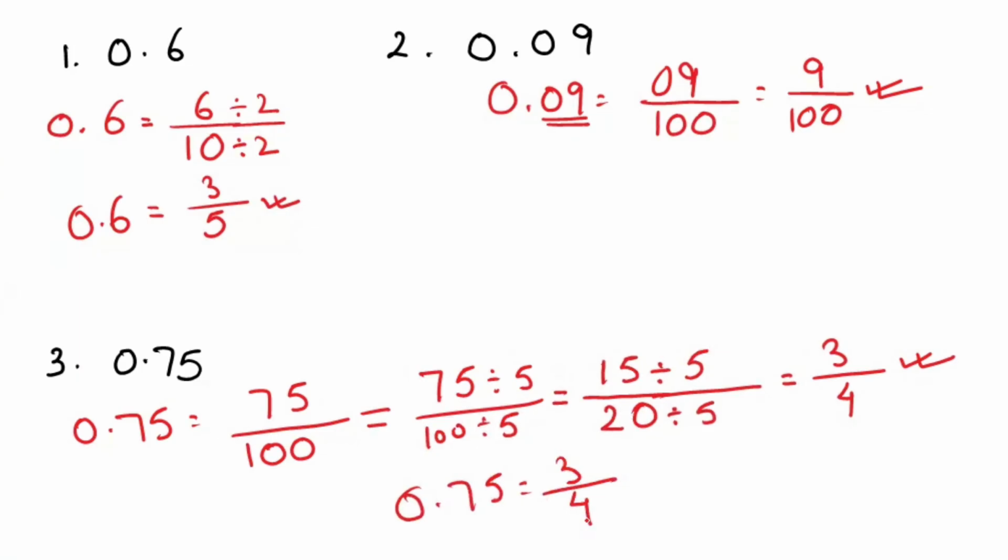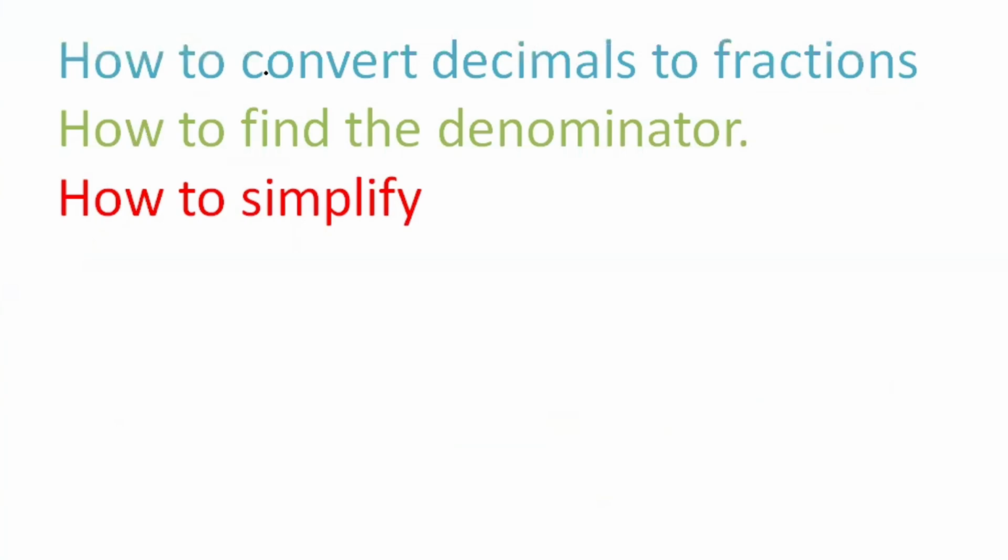So how many did you get correct? Comment below. Today we learned how to convert decimal to fraction, then how to find the denominator, and then how to simplify it. So I think it's clear to everyone how to convert decimal to fraction, find the denominator, and simplify it.